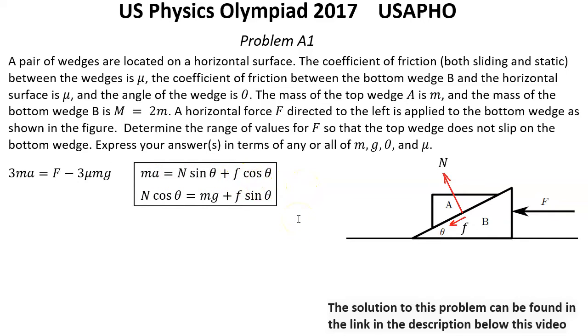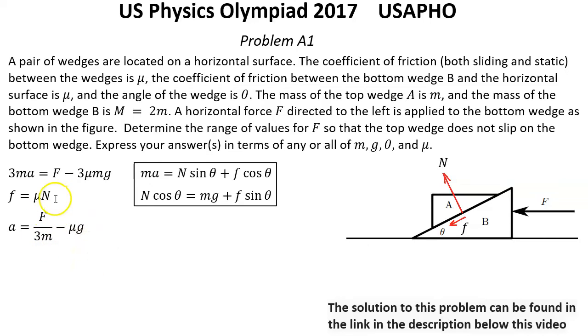And for the vertical part we have normal force multiplied by cosine theta equals gravity force mg plus force of friction multiplied by sine theta. And in a critical case we have force of friction equal to mu multiplied by normal force. And also from this first equation we have that acceleration equals force F over 3m minus mu g.